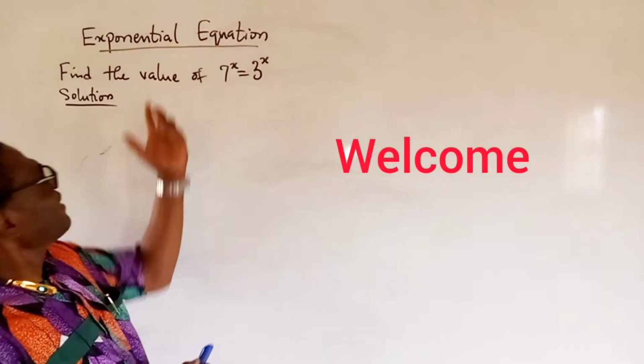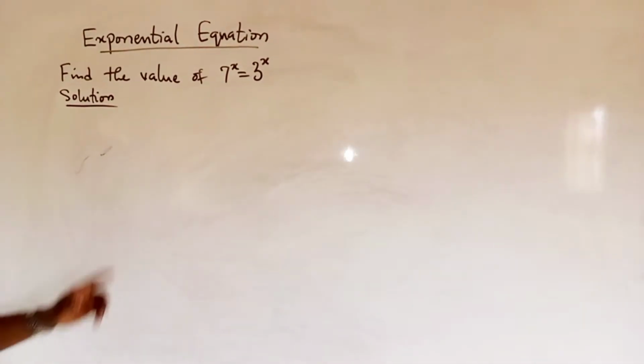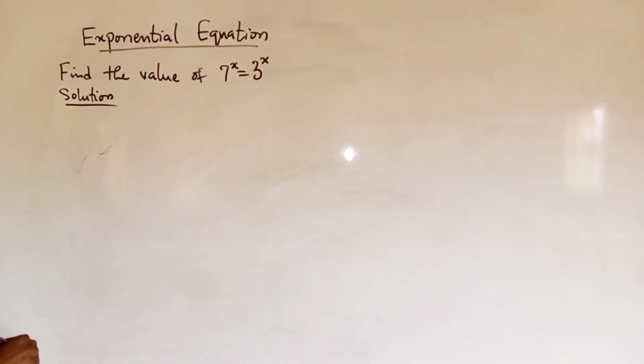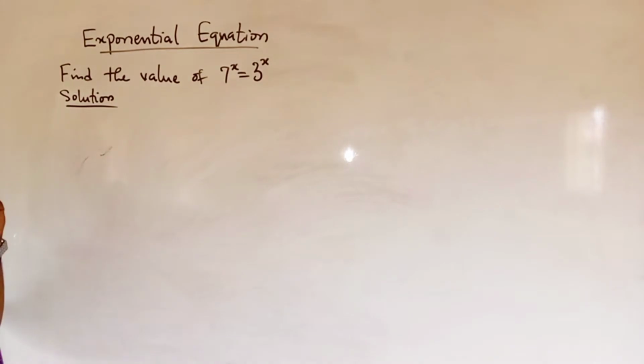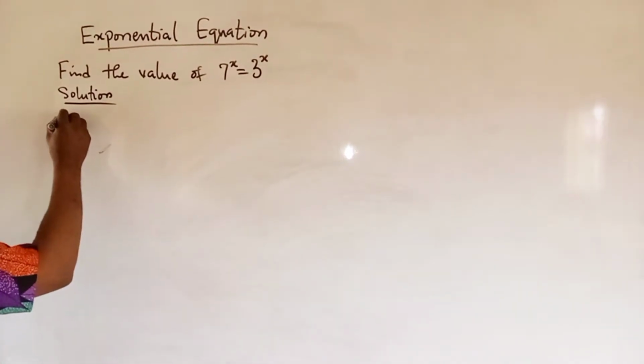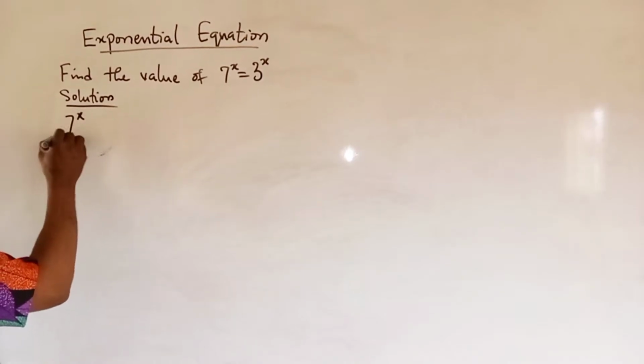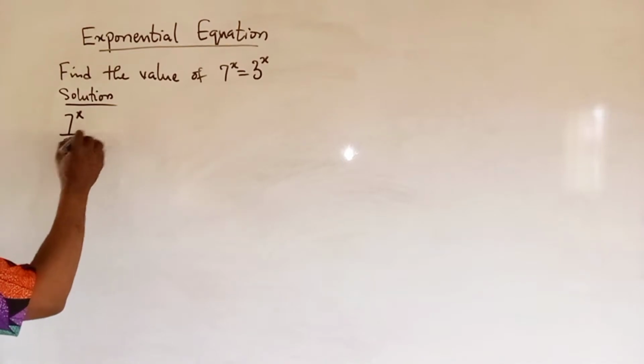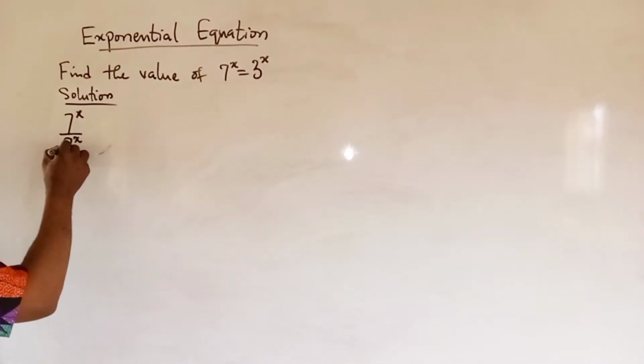Welcome. Let's solve this exponential equation. If we have 7 raised to power x equals 3 raised to power x, find the value of x. We have 7 raised to power x. We divide both sides by 3 raised to power x.